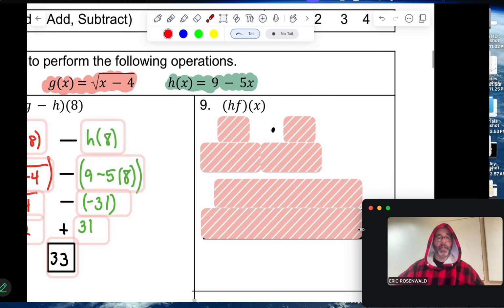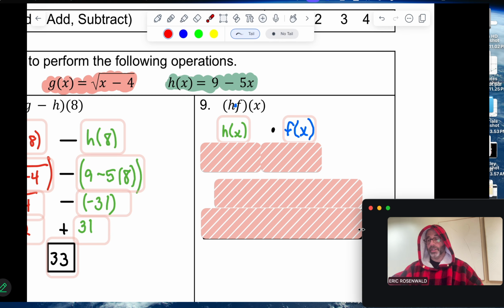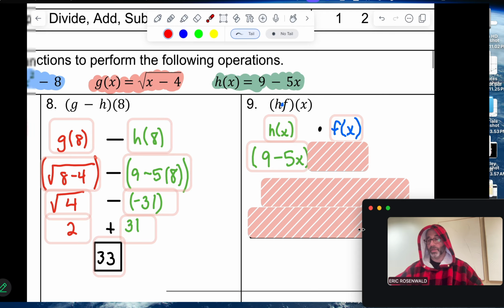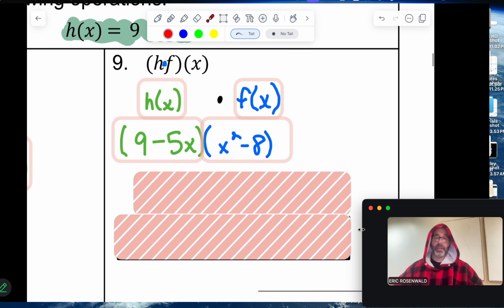Number 9, when you read it, this says h times f of x. So that means we're taking h of x and we're going to multiply it by f of x. Okay? My h of x function is right here. It's that 9 minus 5x, so that's going to go right here. My f of x function is going to be x squared minus 8, so that's going to go right there. And we're going to multiply all this together. We're going to use FOIL to multiply all this together.